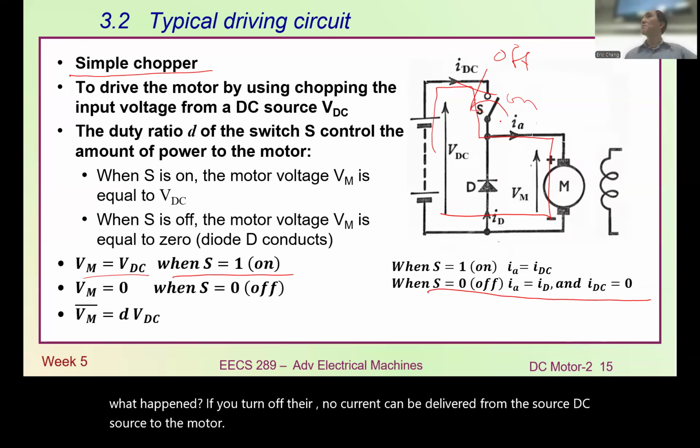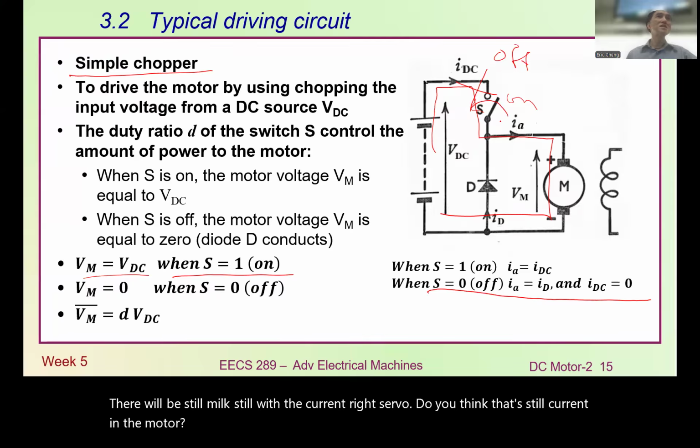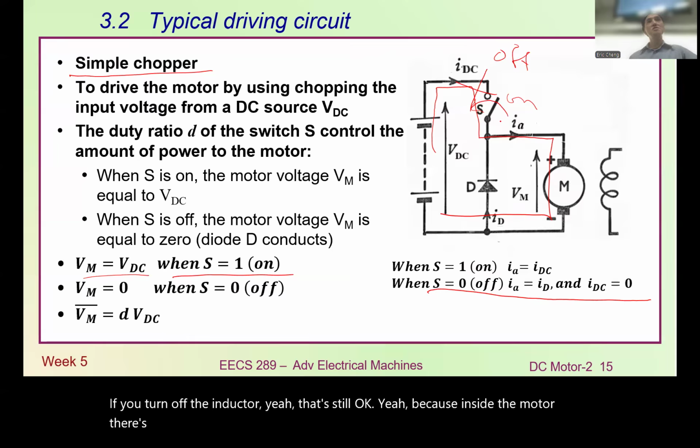Then would there be any motor current? There will still be current. Still motor current, right? Servo, do you think there's still current in the motor? There will be some, if we turn off the S, because of the inductor. Yeah, because inside the motor there's the inductor LA, right? The inductor will keep the current flowing. The motor cannot stop instantly.